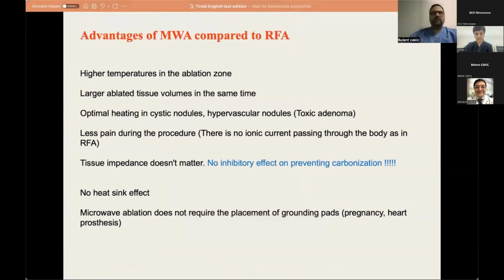What are the advantages of microwave ablation compared to radiofrequency ablation? The first is we have higher temperatures in the ablation zones. We can do larger ablated tissue volumes in the same time. We have optimal heating in cystic nodules and in hypervascular nodules, in toxic adenoma. We have less pain during the procedure. In microwave ablation, we have no ionic current passing through the body as in radiofrequency ablation.